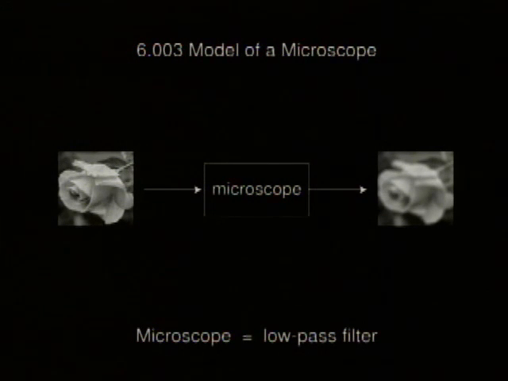Microscope is a low-pass filter because all of the different spatial frequencies that are available in the target can't get through all the lenses for very fundamental reasons in physics. The high frequencies don't make it, the low frequencies do. The result is a blurred image. So I'm representing this as the target. It passes through the microscope, which is represented by a low-pass filter, and it comes out a blurry picture.